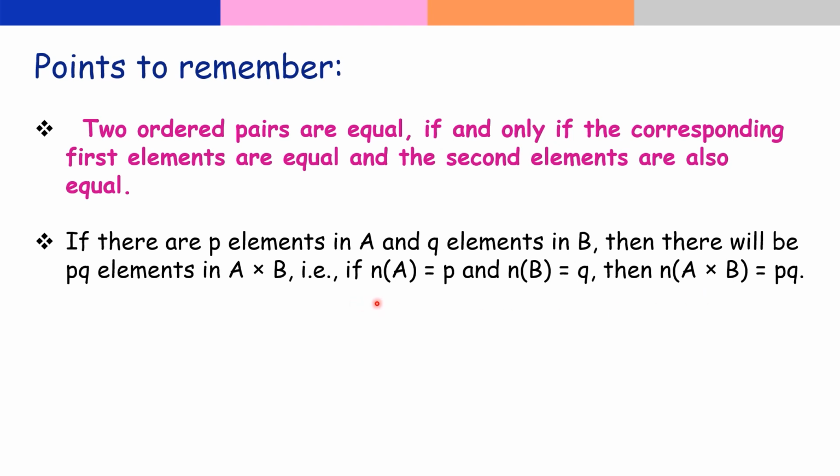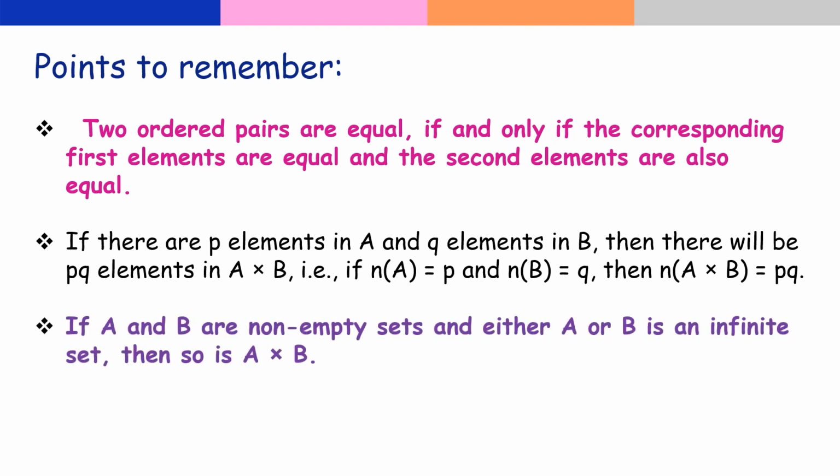Got it, children? So if they ask how many elements will be there in the Cartesian product, just multiply the number of elements of both the sets. The elements of sets A and B you have to multiply. That many elements will be there in the Cartesian product.